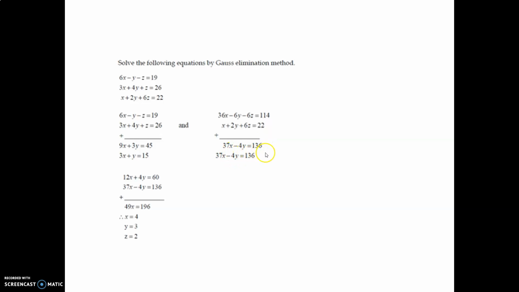37x minus 4y equal to 136. Now we divide both sides by 3, so 12x plus 4y equal to 60, and 37x minus 4y equal to 136. Adding, 49x equal to 196, so we derive x equal to 4. Back substituting, we derive y equal to 3 and z equal to 2.